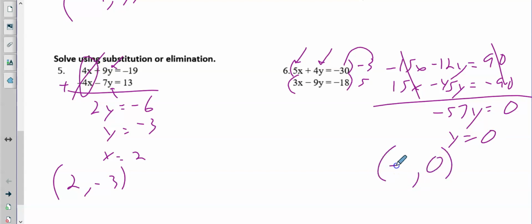When I plug that back in, I'm going to get negative 6 here. So it's really pretty easy. If you plug it in here, it's kind of like the cover-up rule. Divide by 5. There's your negative 6.